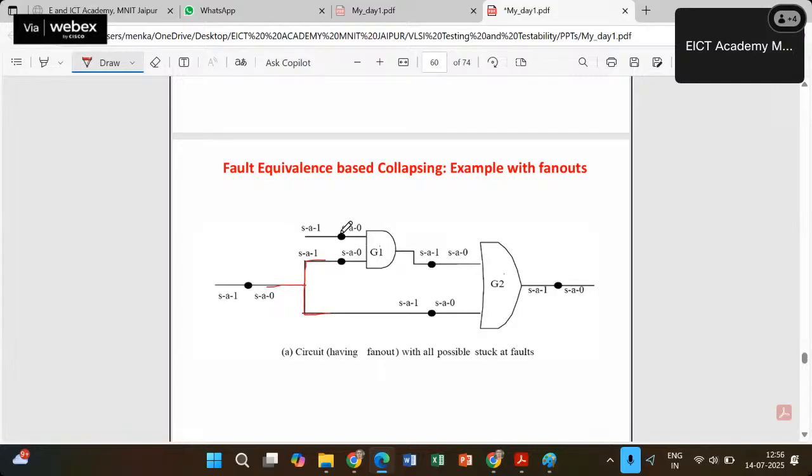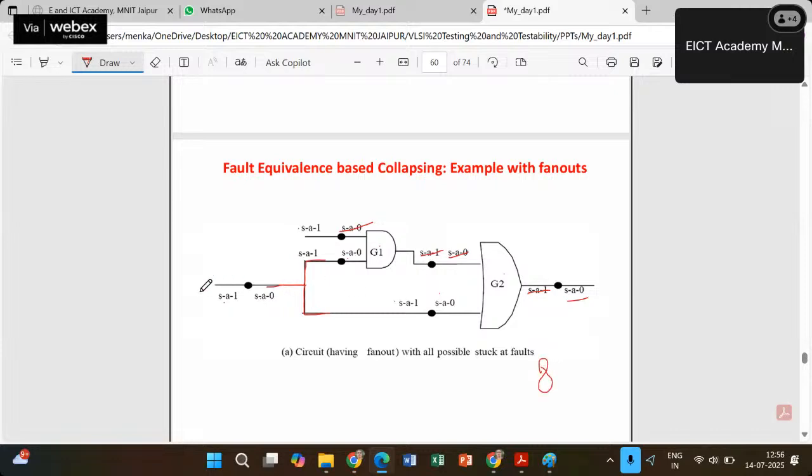In AND gate, I can reduce these stuck-at 0 faults. For OR gate, I can reduce stuck-at 1 faults. Let's say I have reduced this one. So now the number of faults available are 1, 2, 3, 4, 5, 6, 7, 8. So now the number of faults available are 8.